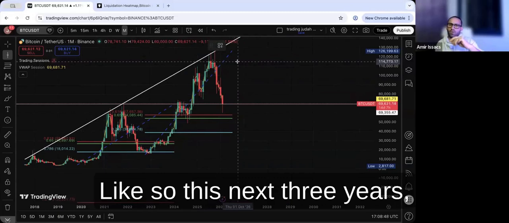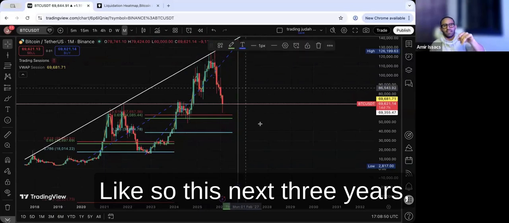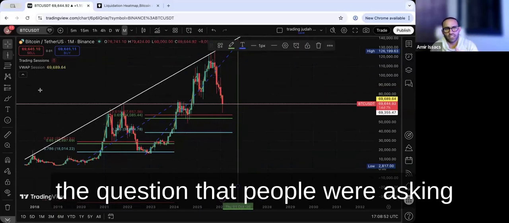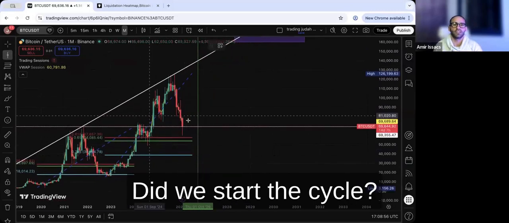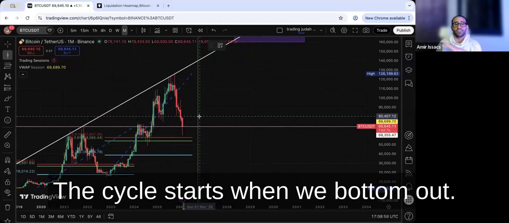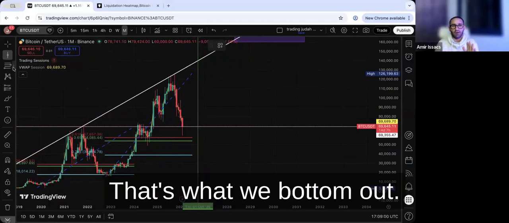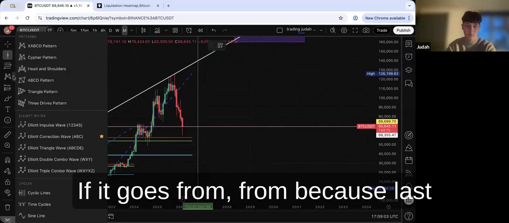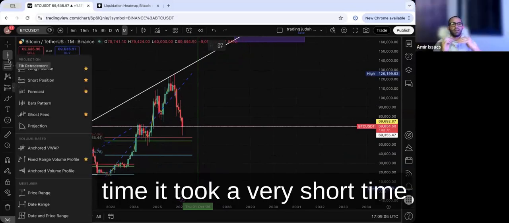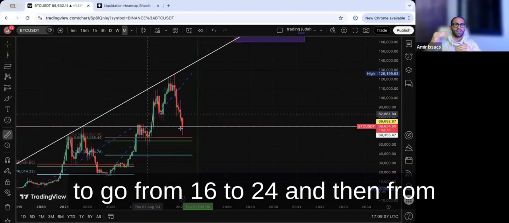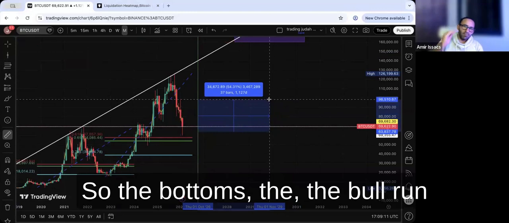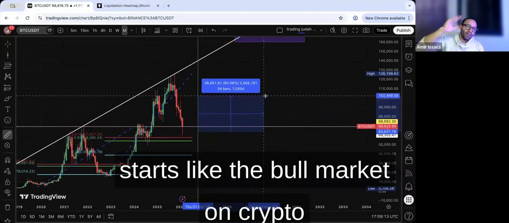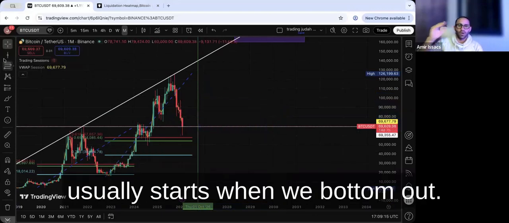So this next 3 years, the question that people were asking me all the time last cycle is, did we start the cycle? The cycle starts when we bottom out. Last time it took a very short time to go from 16 to 24, and then from 24 it took a little bit of time. The bull market on crypto usually starts when we bottom out.